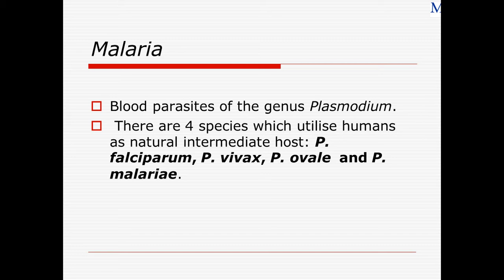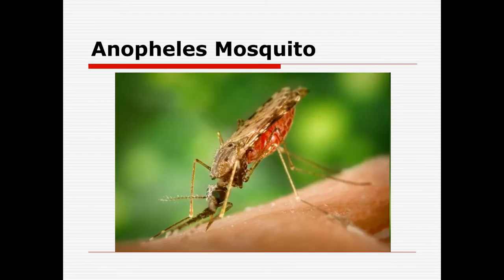So coming to the malaria, blood parasites of the genus Plasmodium. There are 4 species which utilize humans as natural intermediate host. These species are Plasmodium falciparum, Plasmodium vivax, Plasmodium ovale and Plasmodium malariae. The mosquito giving rise to this disease is Anopheles mosquito. This is the special mosquito to transfer the malaria.